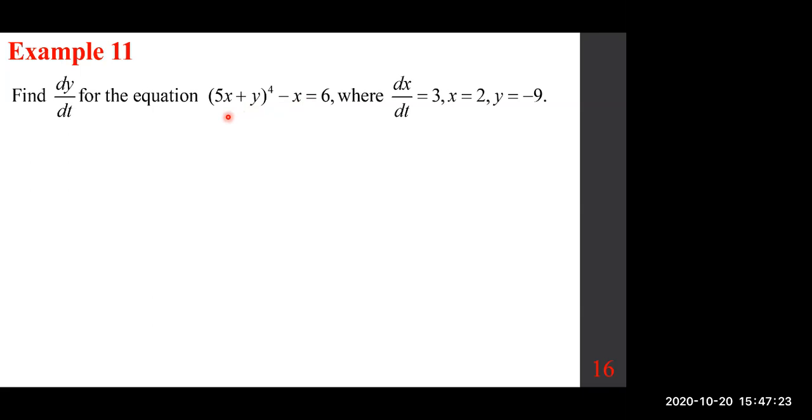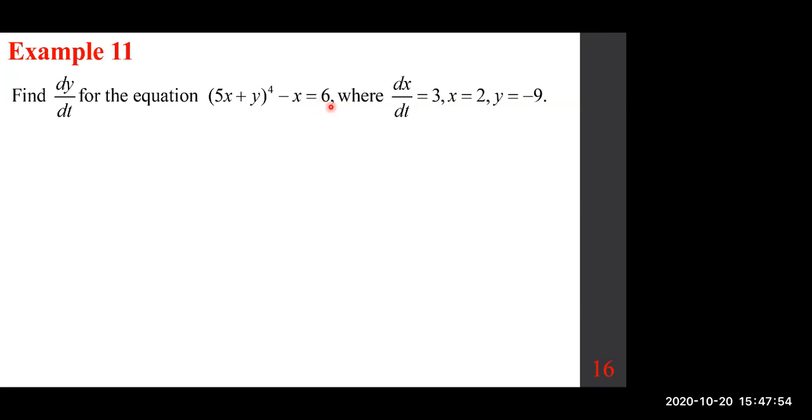Remember, when they say dy/dt, that means every variable is a dependent variable with the exception of what? T. So what do you get? Anyone? Okay. Now 4 sits in front. You write the same thing to the power of 3, and then the derivative of the parentheses is 5 dx/dt plus dy/dt. Minus x becomes dx/dt, and this is a number, so it becomes 0.